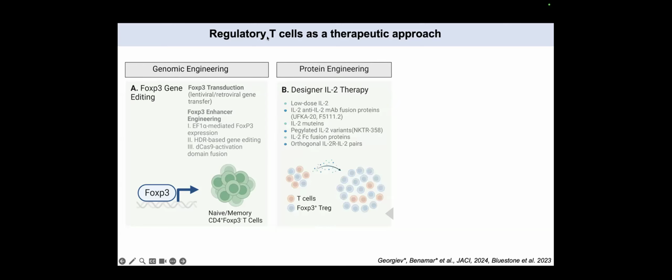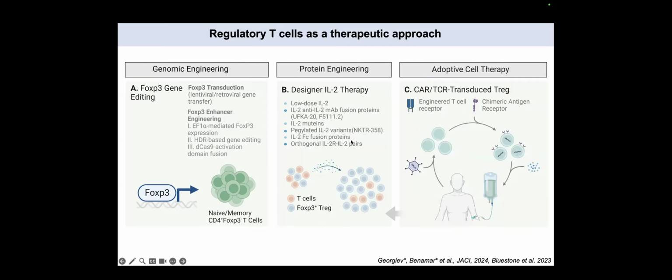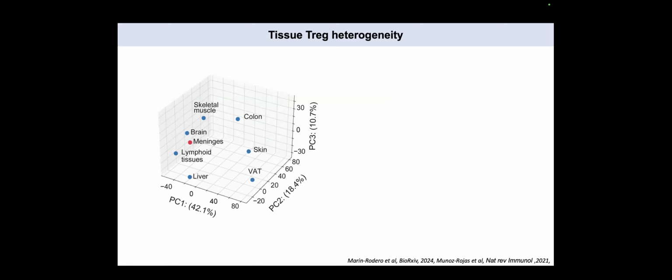Another strategy was to expand regulatory T cells in vivo by targeting specifically CD25, the high affinity receptor of IL-2. The idea was to use low dose IL-2, like IL-2 mutein or IL-2 anti-IL-2 complex, to expand regulatory T cells specifically in vivo. And the last approach is adoptive cell therapy with generating CAR Tregs. However, one of the major limitations of all these approaches is a lack of consideration of the tissue Treg heterogeneity.